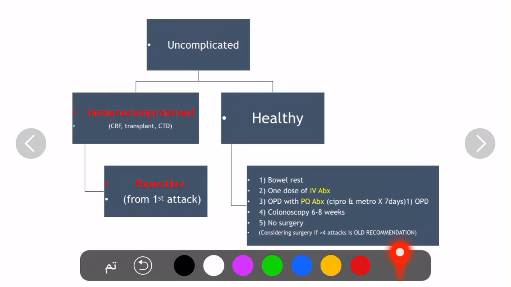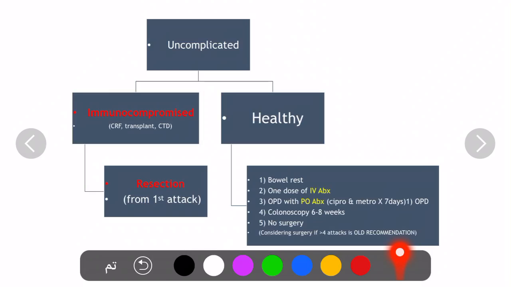As I mentioned, OPD and colonoscopy after 6 to 8 weeks. You have to rule out the malignancy. And you don't need to perform surgery for those persons. Previously, they mentioned that if this is more than 4 attacks, and some textbooks more than 5 attacks, you have to perform surgery. Nowadays, it's no more applicable.